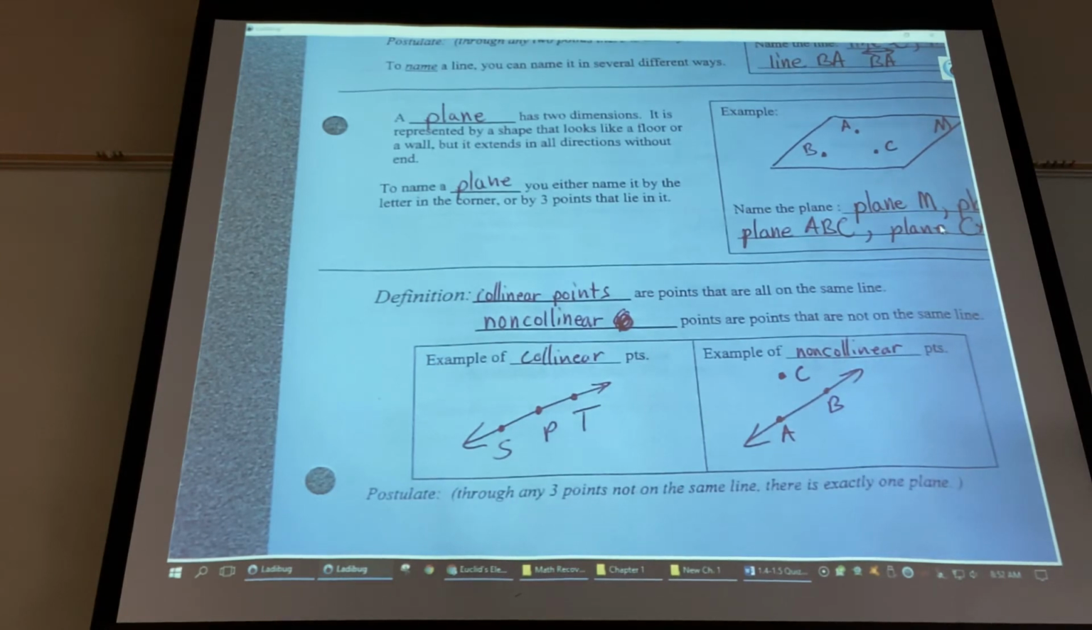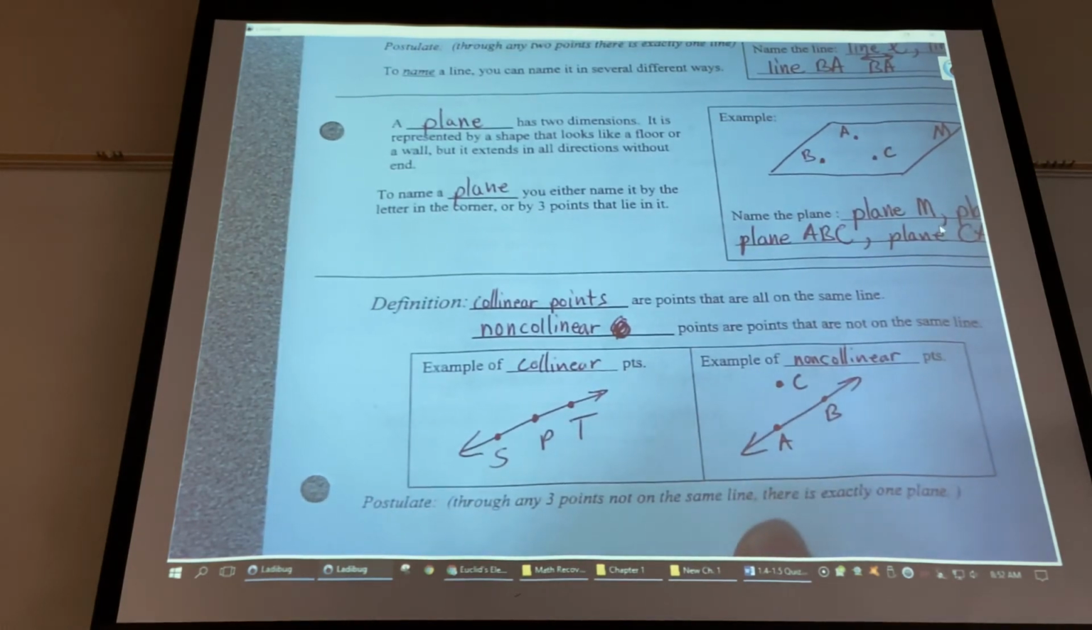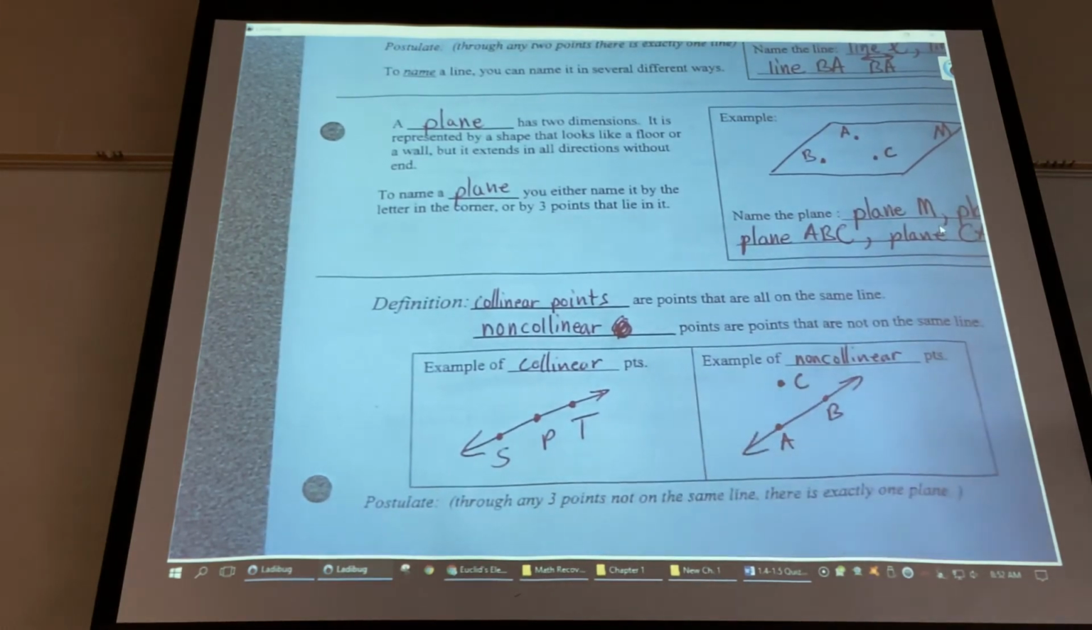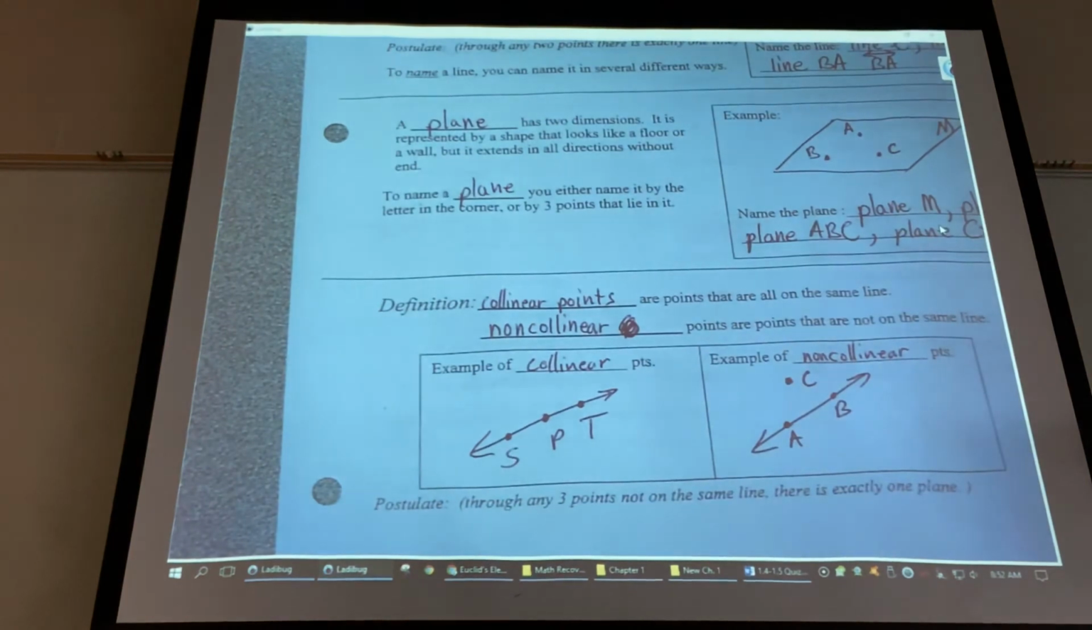And then, I've already let the cat out of the bag, but through any 3 points not on the same line, there is exactly 1 plane. So if you've got C, A, B and you slice through all 3 of those points, it's going to create a plane. Let's flip it over and see what else we got.